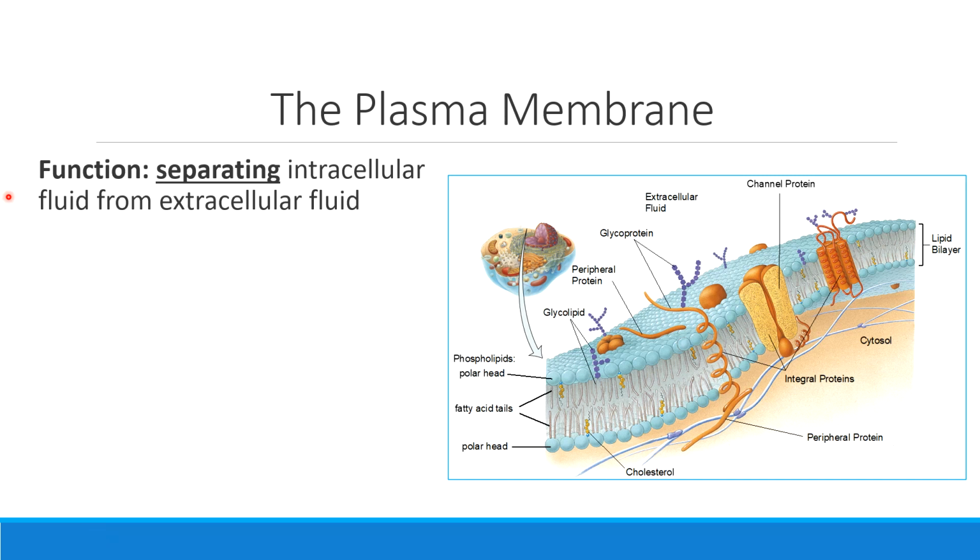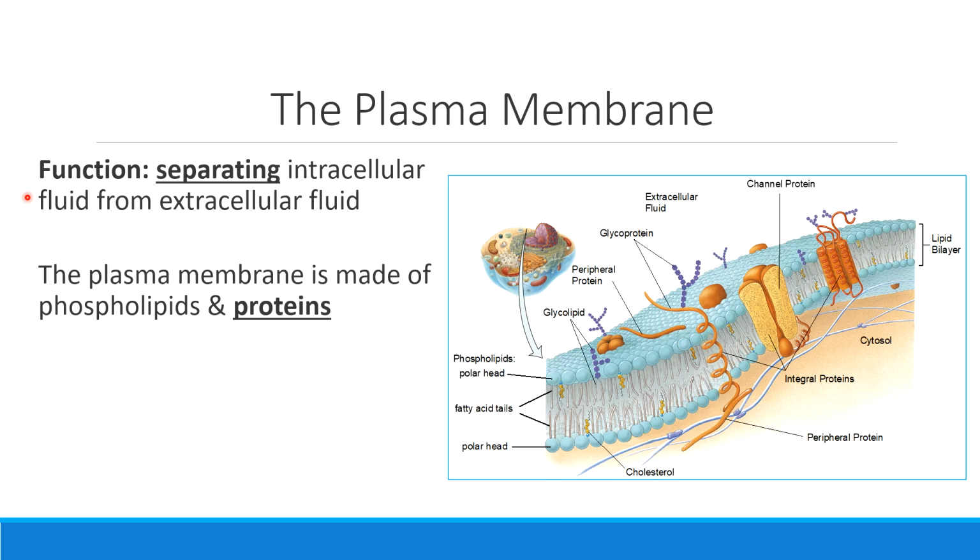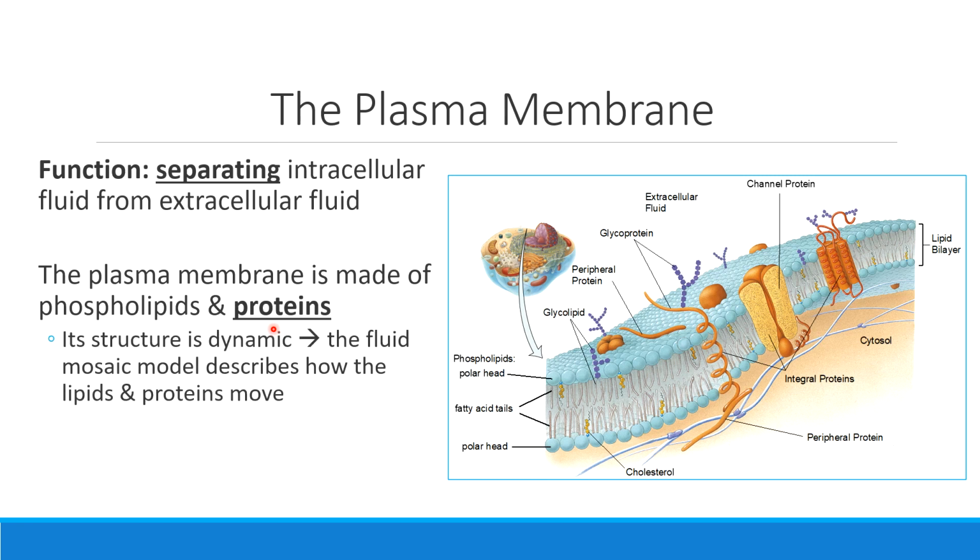Because the fluids on the inside and outside of a cell are different, we need a barrier to separate them from each other. The barrier that is the plasma membrane is made of two things. It's made of many phospholipids. So these are things that are a lipid layer with some phosphates attached. We also see several kinds of proteins, either inside or on either side of the plasma membrane.